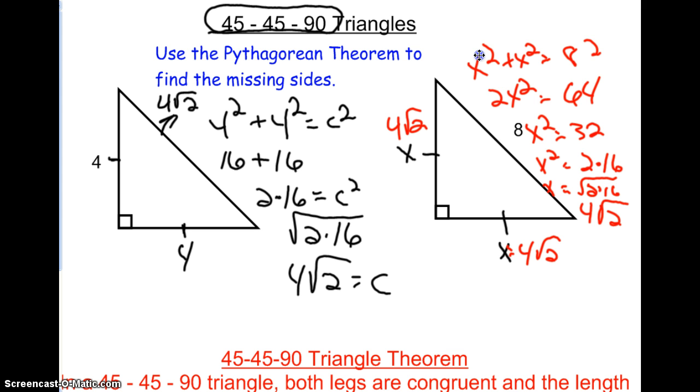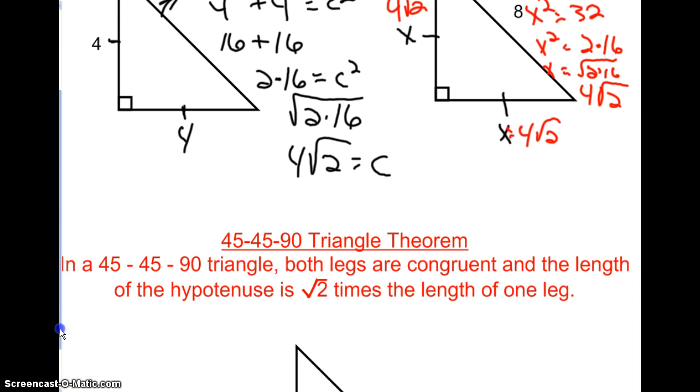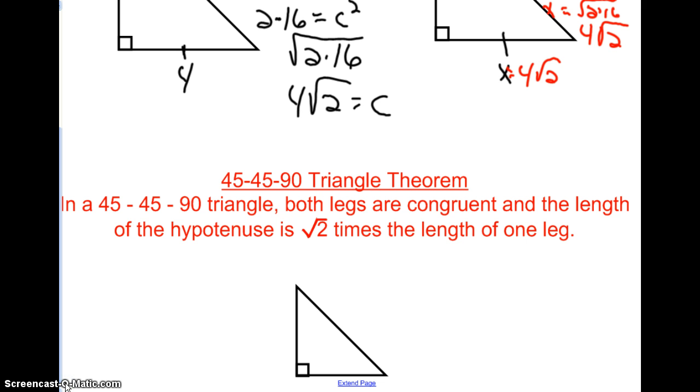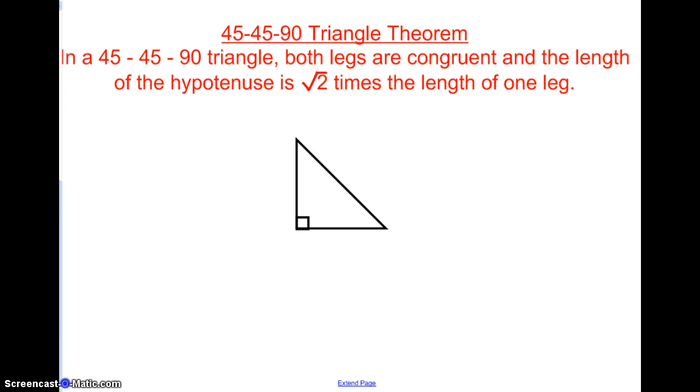Well, there's a way of noticing what this is without looking at that. And we'll move down here a little bit. This part right here says, in a 45, 45, 90 triangle, both legs are congruent, and the length of the hypotenuse is the square root of 2 times the length of one leg. So, what do they mean? If this is x, that's x, and this is going to be x square root of 2.